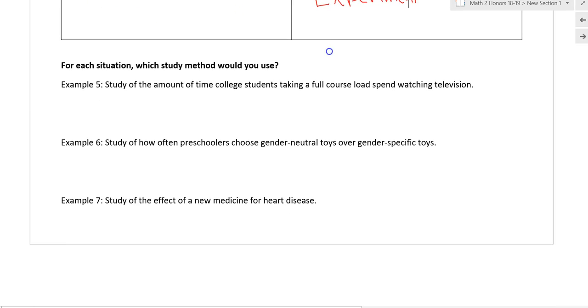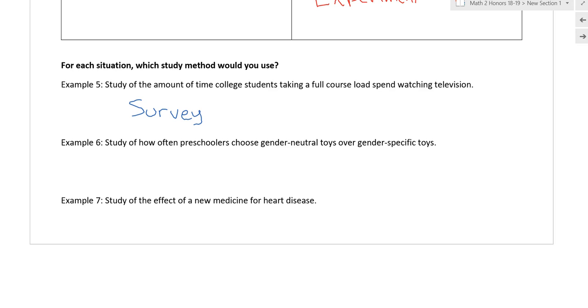All right, let's look at our next step. For each situation, which method would you use? So example 5, study of the amount of time college students taking a full course load spend watching television. So let's go through an observational study. I'm probably not going to sit around and watch students watch TV. That seems silly. I'm also not really going to say, like, you do this and you do that and see how much time you're going to watch television. There's nothing about, like, an effect in here. So that's not going to be an experiment. Most likely you would do a survey.